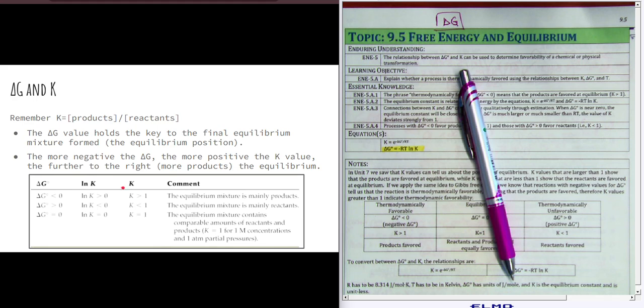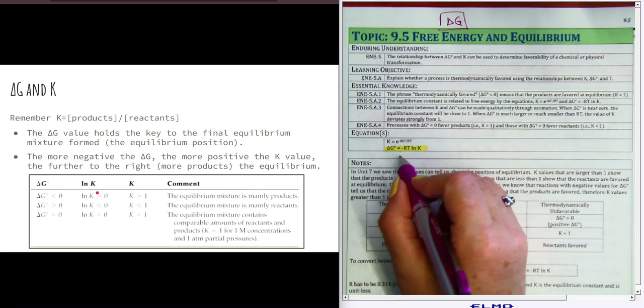I'm actually going to go backwards in these columns because it makes more sense in my brain that way. If our equilibrium mixture is mainly products, then my numerator is larger, which means my K value is greater than 1. If my K value is greater than 1 and I take the natural log of that value, that natural log is going to give me a number that's greater than 0. What this means is it's positive. A number greater than 0 means positive, a number less than 0 means negative.